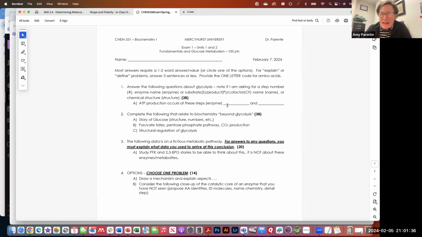Every time there's a blank, it's essentially 1 point. So you can get a gauge of how many different things I'm asking. I gave you the first one just so you have an understanding. It's like ATP production occurs at these steps. And you'll see in here, it says in parentheses, enzyme. So there are 2 places that ATP is produced, and you need to put the enzyme names in there.